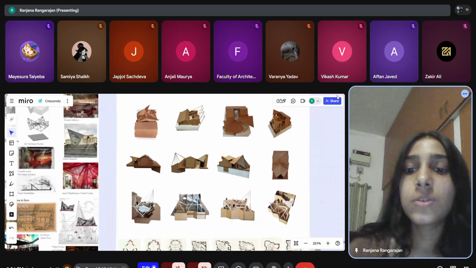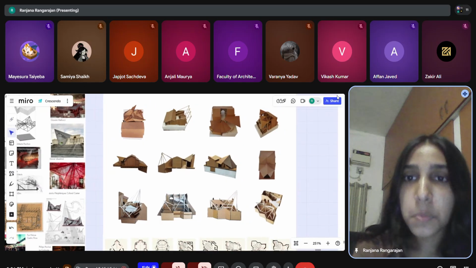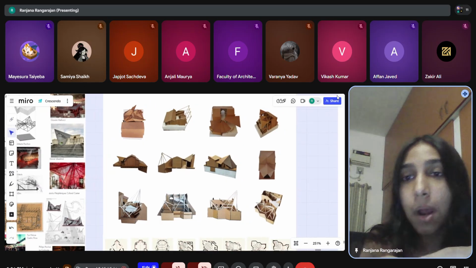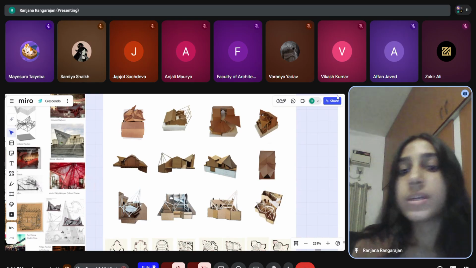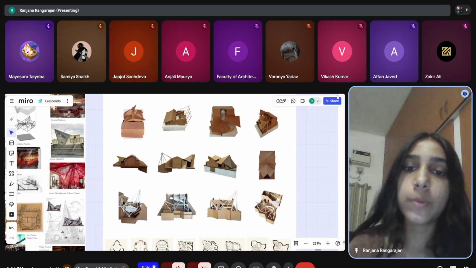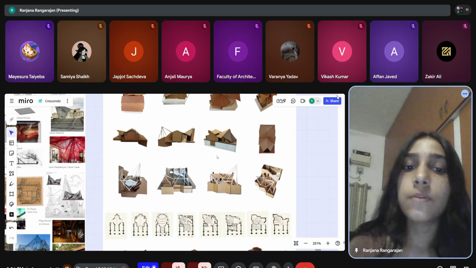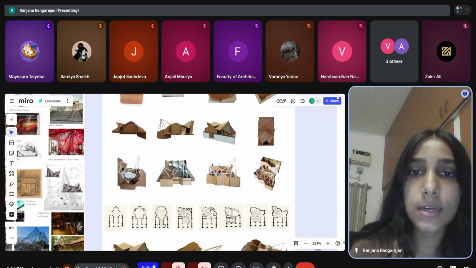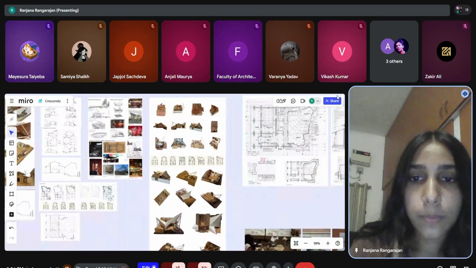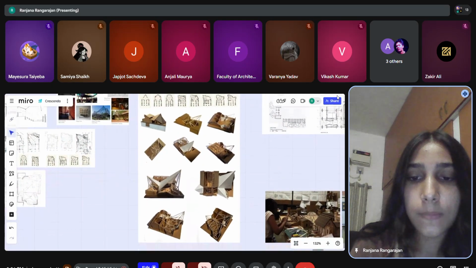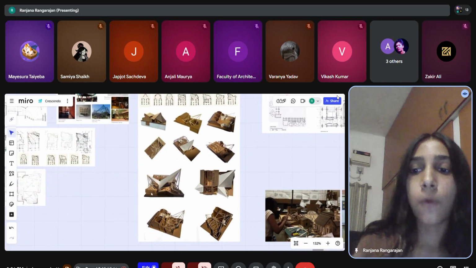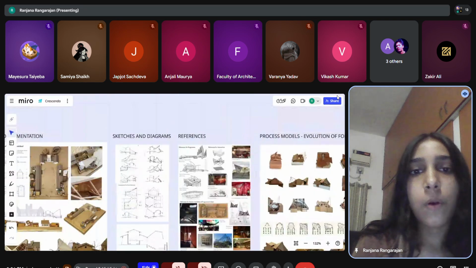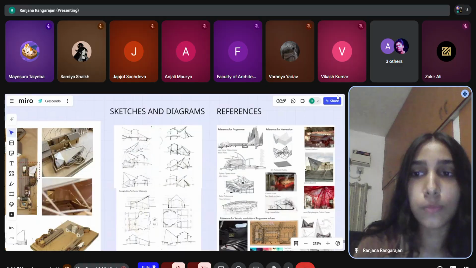So it started from very basic model making, from a 200 scale. Then we slowly started scaling up as the program developed into a 100 scale. And then the final resolution was in model till a 50 scale. So this is the progress you can see in model making. And slowly the design and the form started to evolve and we had a certain amount of resolution. And there were a lot of drawings also, as a mode of exploring the design.